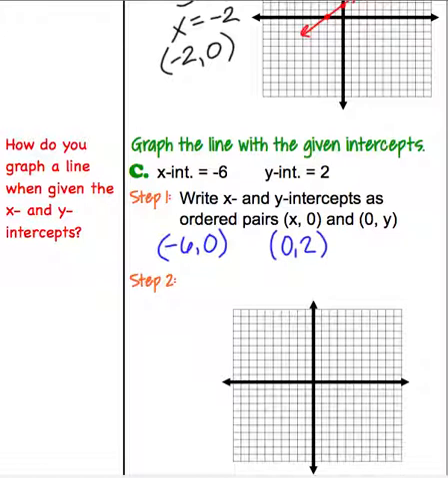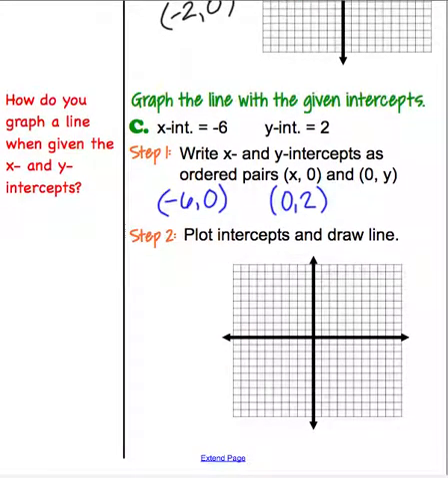Several of you got intercepts confused with slope, which we have to make sure that we're not confusing. And then finally, plot the intercepts and draw the line. So I have negative 6, 0, counting 1, 2, 3, 4, 5, 6, and 0, 2. Please make sure that you're going left or right before you go up or down, because otherwise your intercepts will be reversed and that will create a wrong line. Draw your line and connect it.